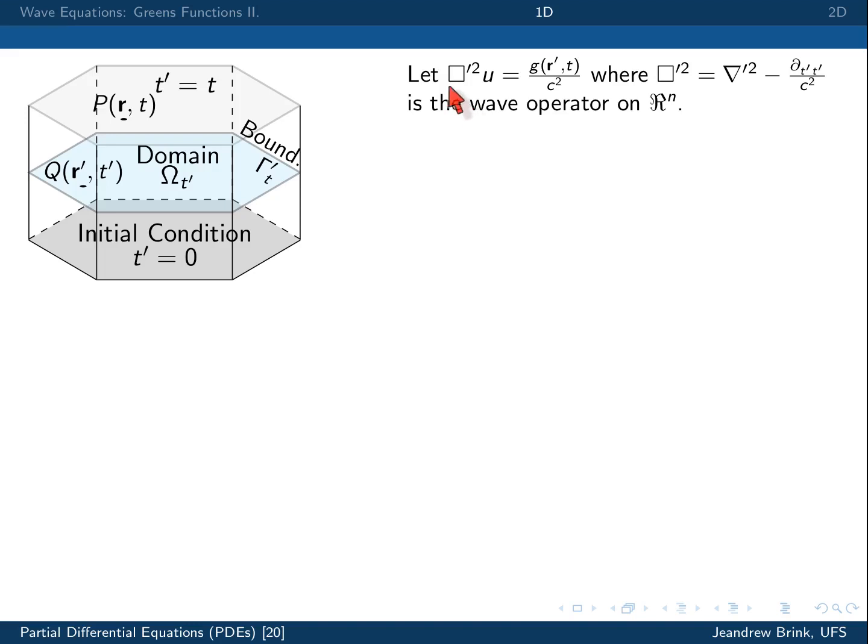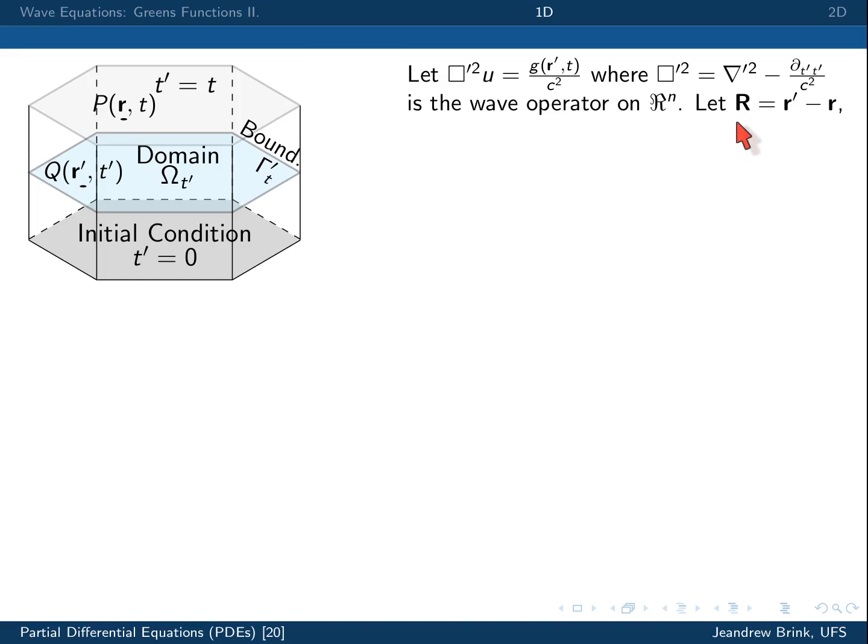We want to solve the D'Alembert operator equals a source. We've defined this D'Alembert operator to be box, which is basically the Laplacian minus the second derivative with respect to time over c squared. And this is our operator in Rn.